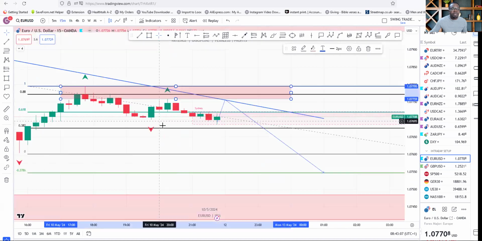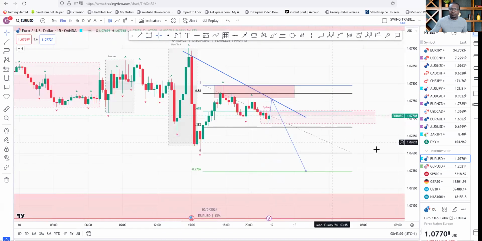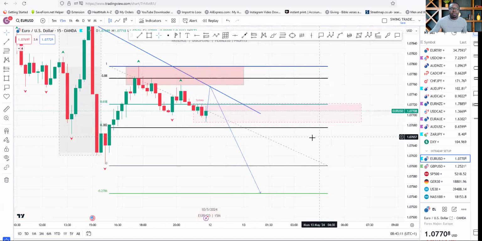So we'll go to the 15 minutes. So that's what we're looking at. We want to see that price rally into that area and before it sells again. So we want to see that happen. So that's what I'm looking to trade on Euro USD.